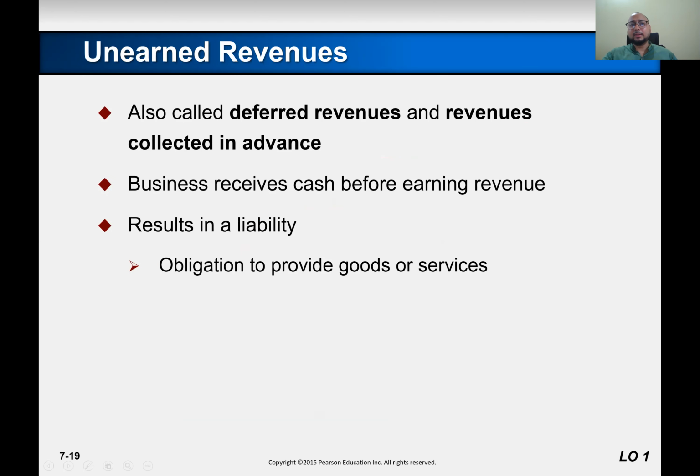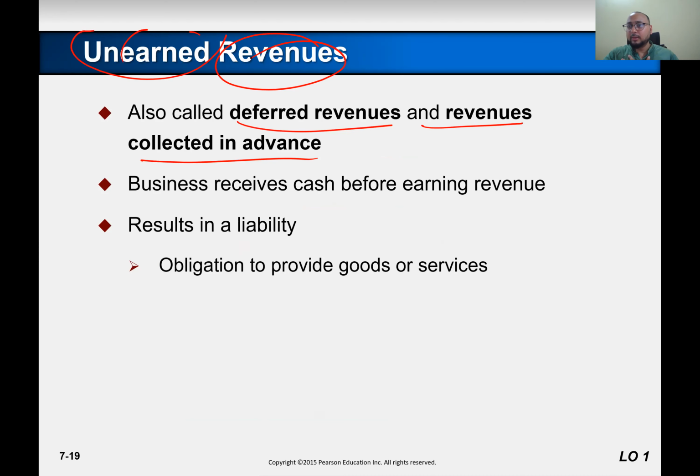The next one is unearned revenue. We also call this deferred revenue or revenue collected in advance. Unearned revenue, just focus on the name, unearned, which means you don't deserve it right now because you receive the sales amount in advance. So you don't deserve it right now. It means that it is a liability. When services or goods are delivered, then you have the right to record it.